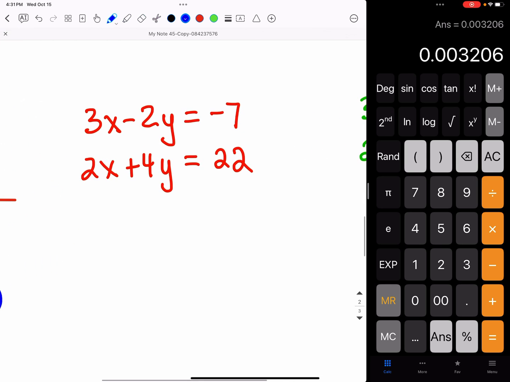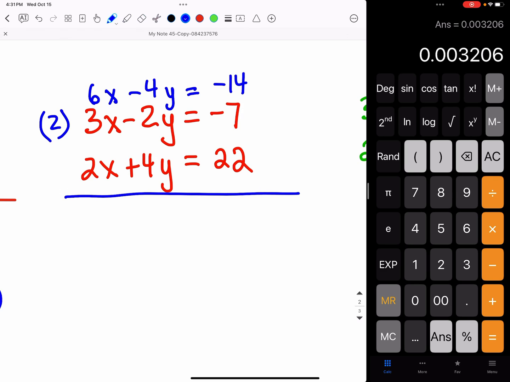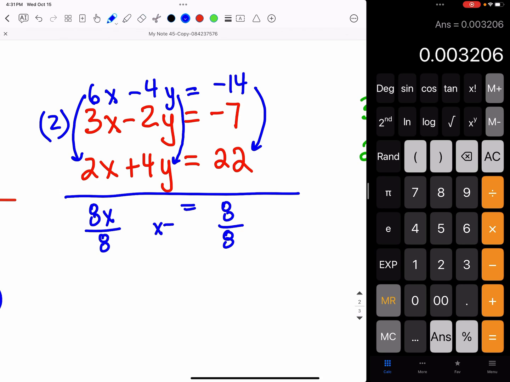The next one. We need one of them to kill itself off. So we're going to multiply this one by 2. And we get 6x's minus 4y's equal negative 14. And the whole reason I multiplied by positive 2 is so the y's kill each other off. So we have 6x's and 2x's is 8x's equal negative 14 and 22 is just 8. The positives went by 8. So when we divide by 8, x's are 1s.